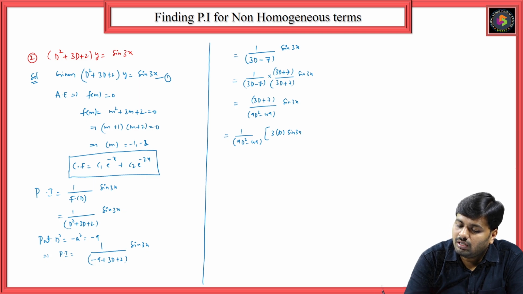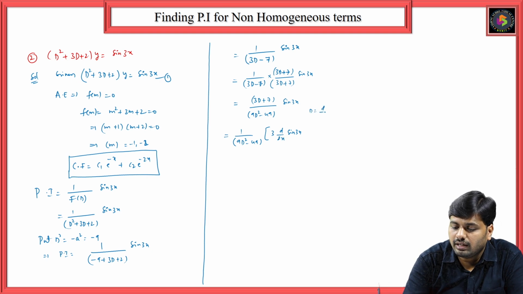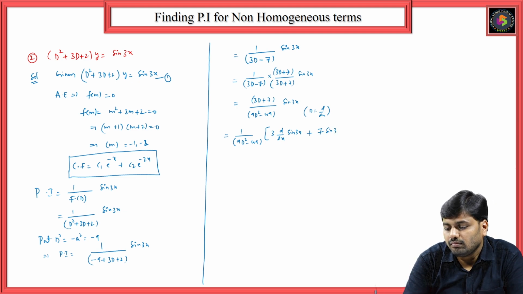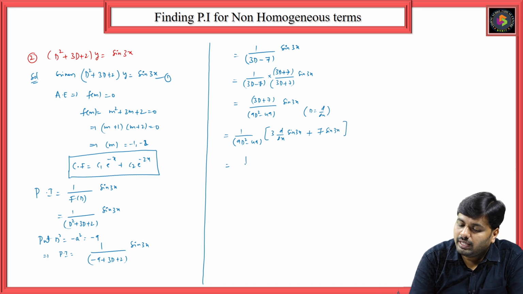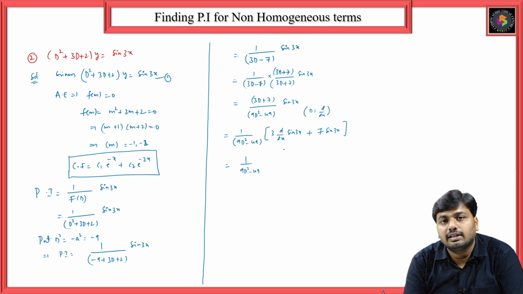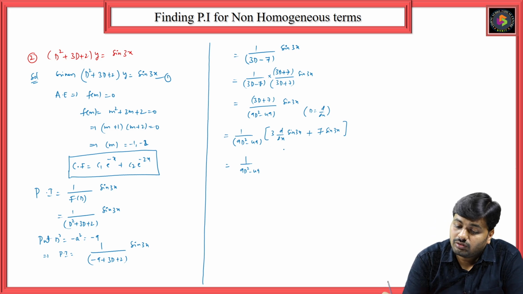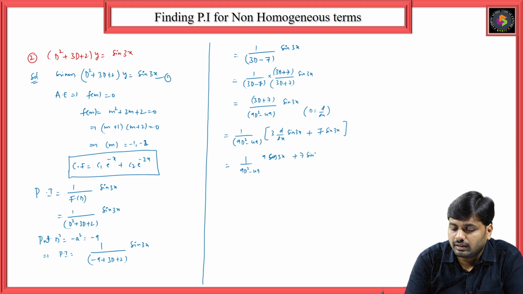So D means, what D means is that D by dx. Now I'll write here D is equal to d by dx. For your reference I'm writing here, plus 7 into sin 3x. Now 1 by 9D square minus 49. This d by dx is the derivative of sin x, which will be cos x. So cos 3x, that is 3 into 3, that is 9 cos 3x plus 7 sin 3x.